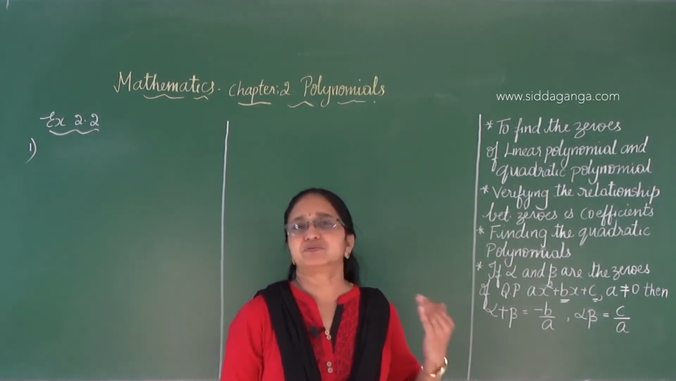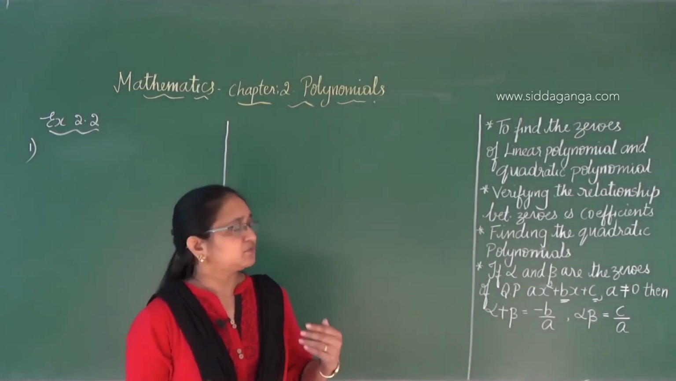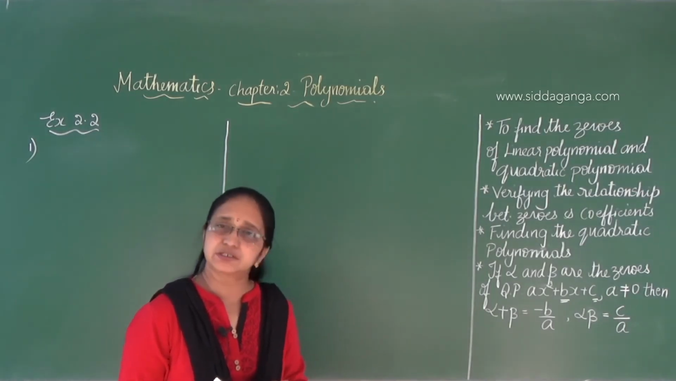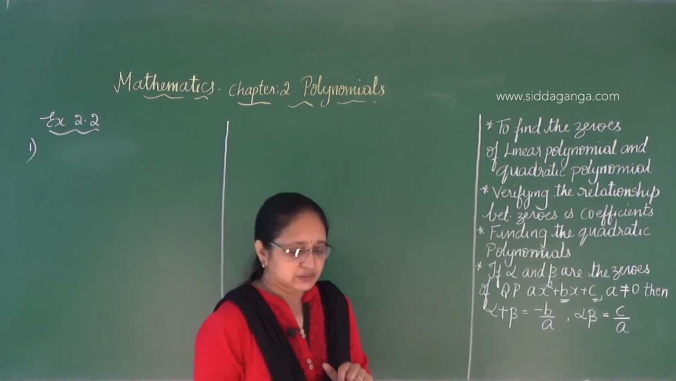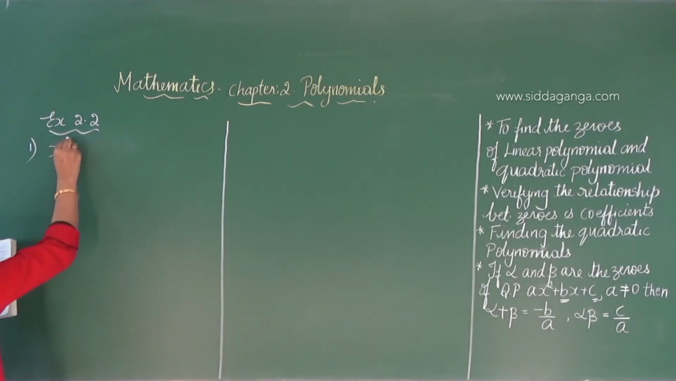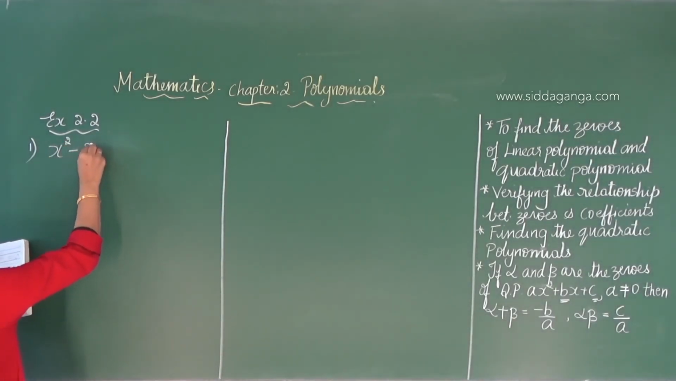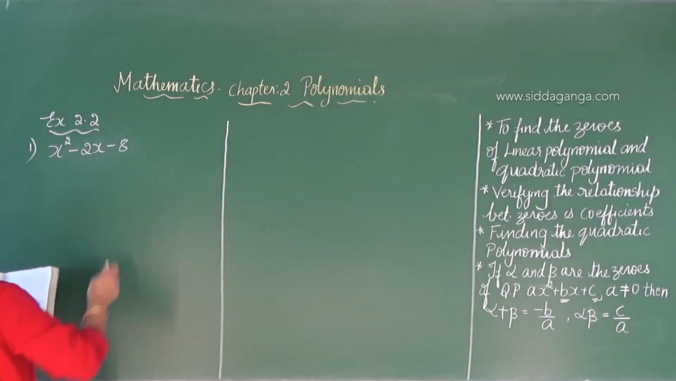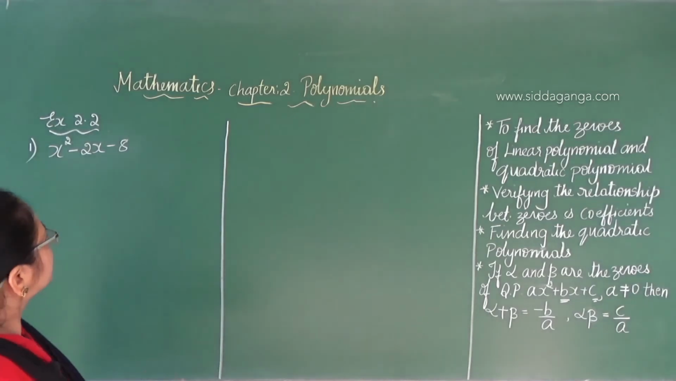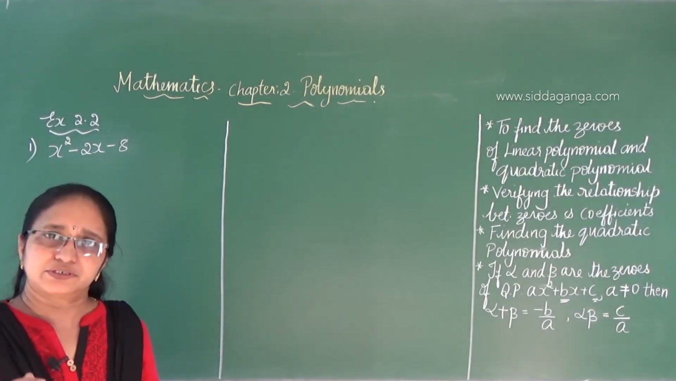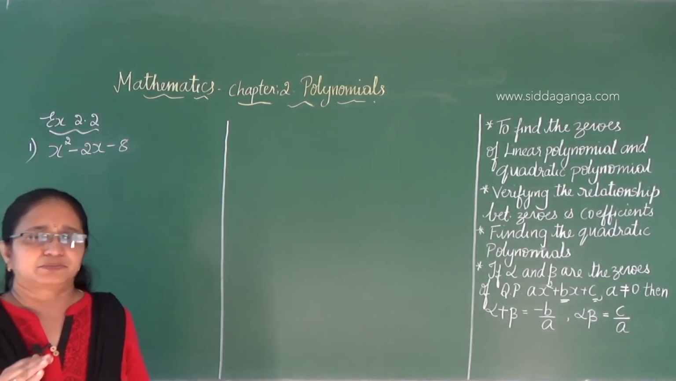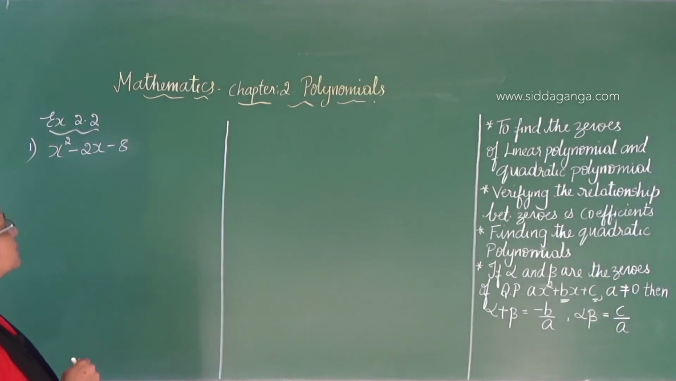In the previous video we have seen the example sums. Now we are working out the same type in your exercise, which are given in exercise 2.2. So first let us take x square minus 2x minus 8. This is the first question which is given in your textbook. Now, first you have to find out the zeros of the polynomial. So how to find out the zeros of the polynomial?